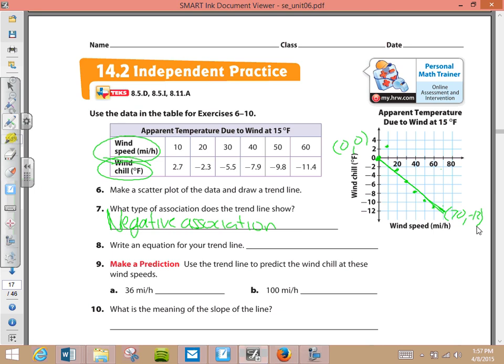So if you use those, you should end up with m equals y2 minus y1 over x2 minus x1, which is y would be negative 12 minus 0 over 70 minus 0, which gives me negative 12 over 70. You can simplify that to 6 over 35. When you calculate this, you get 0.17, I think. Yes.